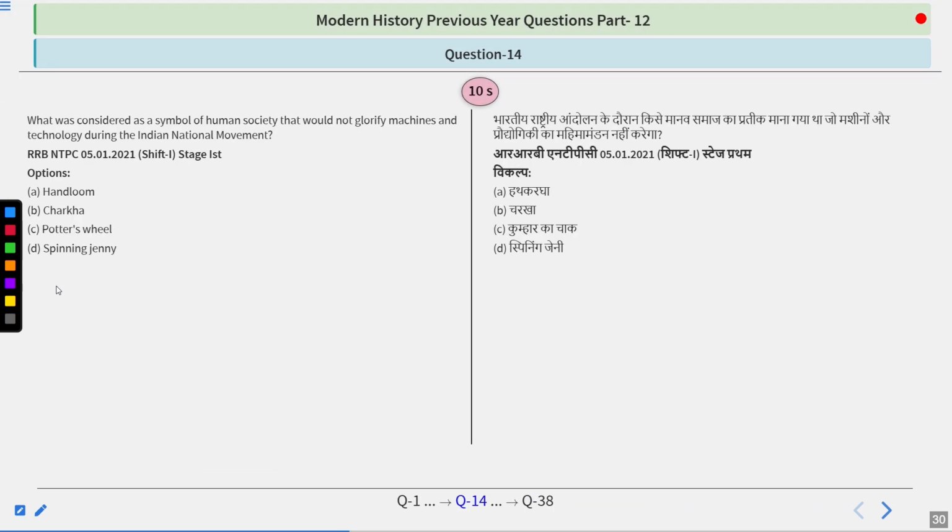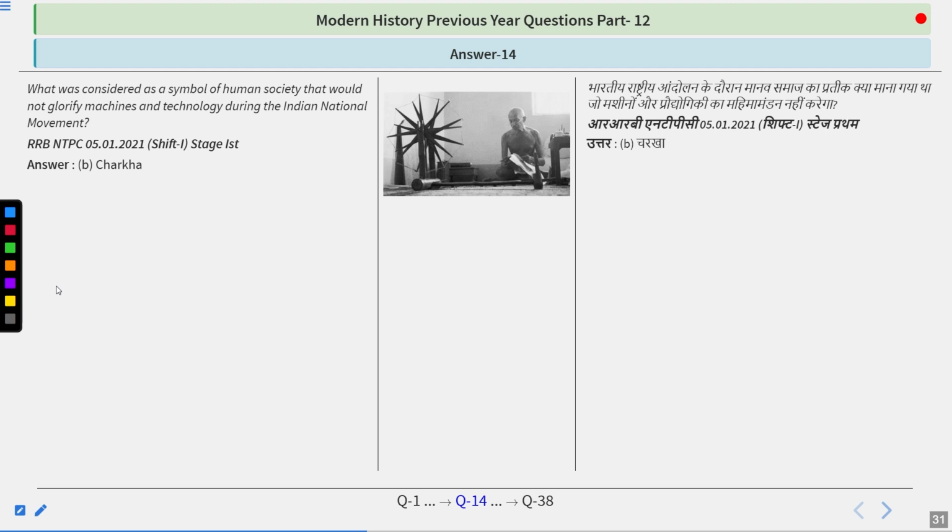What was considered a symbol of human society that would not glorify machines and technology during the Indian national movement? Handloom, charkha, potter's wheel, spinning jenny. Take your time. And I guess the answer you are looking for is quite right, because the answer is charkha.